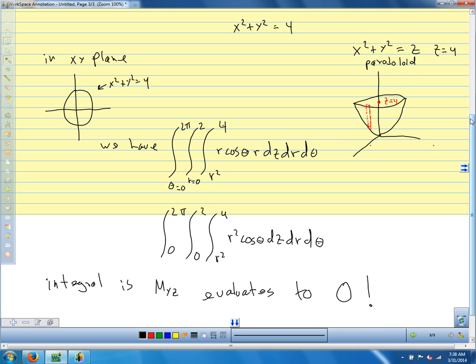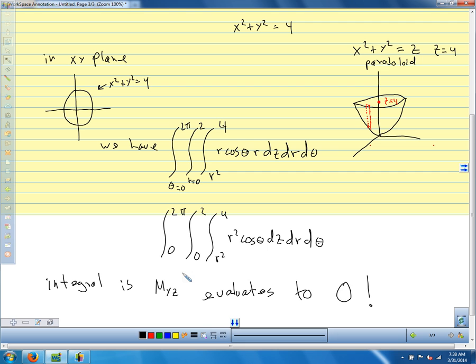This integral represents the moment of this solid about the yz plane. It's symmetrical about the yz plane. So that integral is going to evaluate to 0. There's as much mass on one side of the yz plane as there is on the other side of the yz plane. We could evaluate it and come up with 0. But if we remembered that this is a moment integral, we'd save some work. Kind of nice, huh?